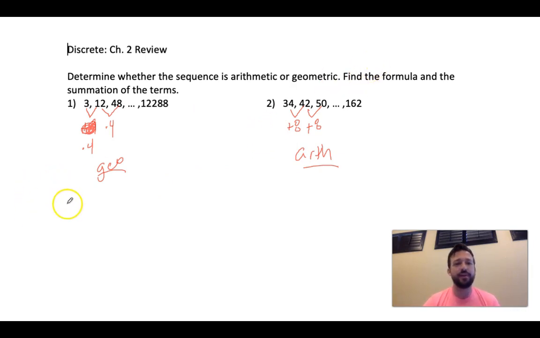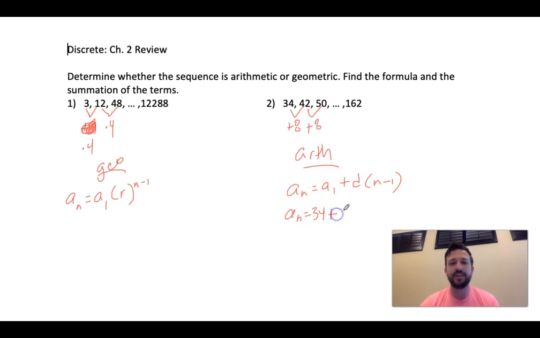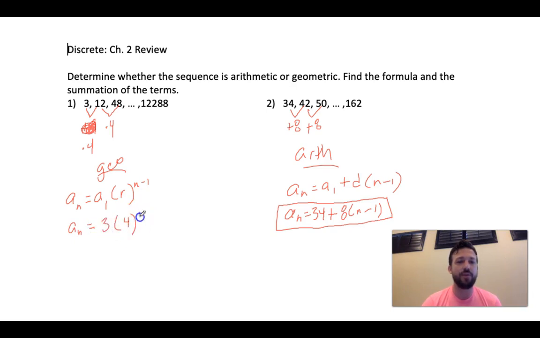Then it says find the formula. Remember, geometric is an equals a1 times ratio raised to the n minus 1, and the arithmetic is an equals a1 plus the difference times n minus 1. Okay, we have all this. An equals, the first term is 34, plus the difference is 8 times n minus 1. There is my formula. And then let's get this one. It is an equals the first term 3 times the ratio, which is 4, raised to the n minus 1, and that's that one.